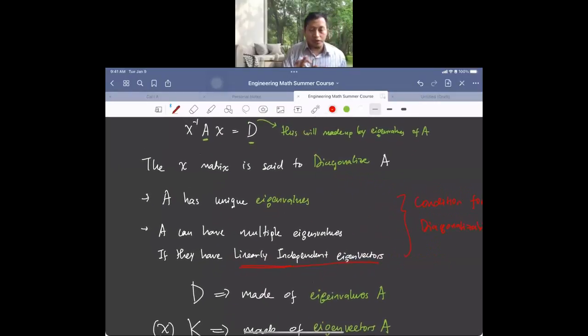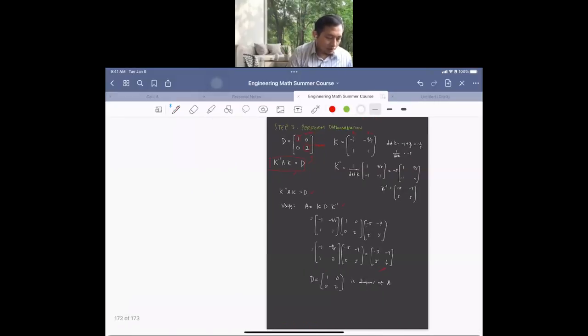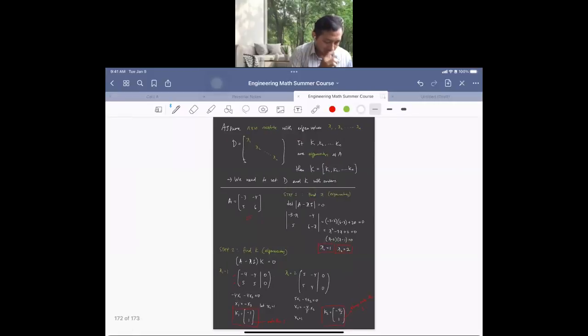To diagonalize the matrix A, the first condition that needs to be prepared is that the matrix A needs to have unique eigenvalues. And the second, the matrix A may have multiple eigenvalues if they are linearly independent. So this becomes important. Linearly independent.